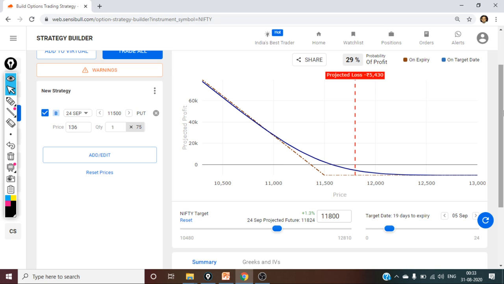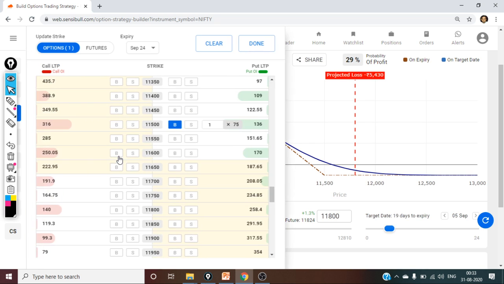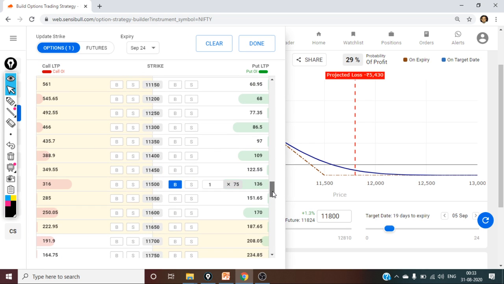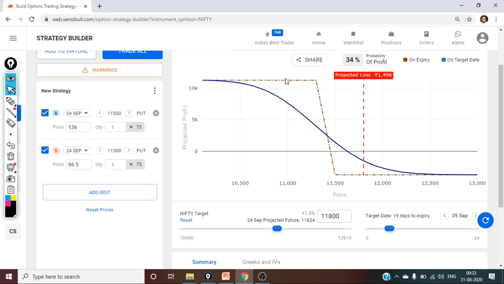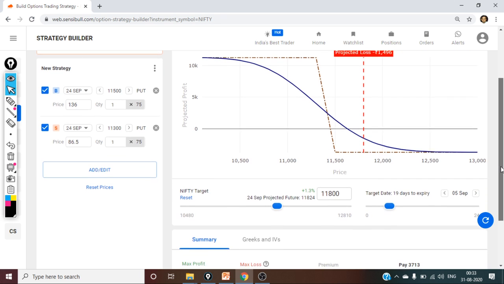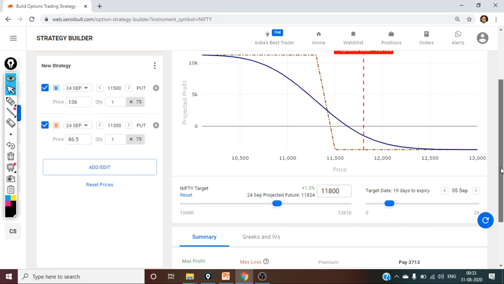How can you do it? You have to short a put option at a lower strike. Very simple. You buy the 11,500 put option and your view is wrong. The put option is losing money. So you have to protect the rest of the premium by shorting another put option at a lower strike, entering into a debit spread. You can see we create a debit spread by shorting a lower strike put option.